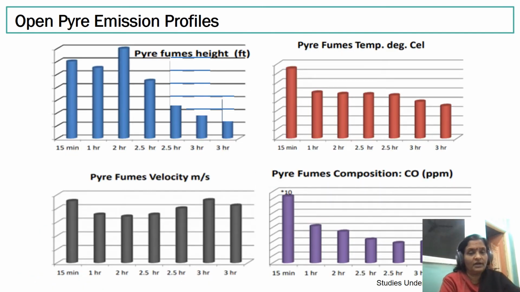Similar studies have been done to see how the pyre fume height changes, how the pyre fume temperature changes, and how the velocity and the fume composition in terms of CO change, all across 15 minutes to 3 to 4 hours of the emission profiles. Having done this profiling study, we understand the quantum of gas and the temperature, velocity and composition of flue gas that we need to handle for 4 to 5 hours once the cremation starts.